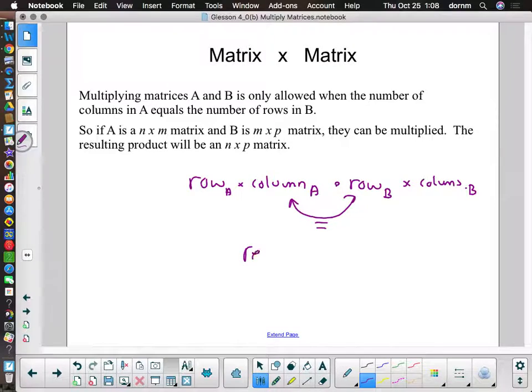My result will have the same number of rows as matrix A and the same number of columns as matrix B. All right, so generally, unless a matrix is square, which means same number of rows and same number of columns, we can't multiply two matrices of the same dimension. Okay, that can't be done.